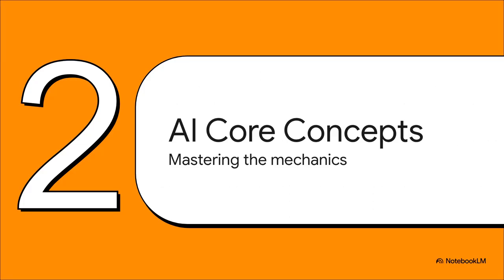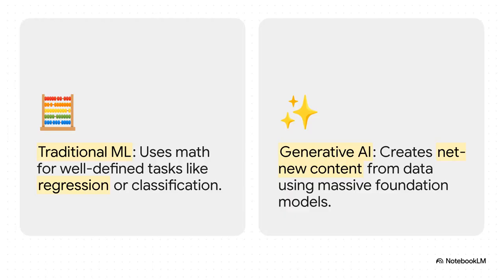Moving right along to Section 2, AI Core Concepts Demystified. Time to master those foundational mechanics. You really need to draw a hard line in the sand in your mind for this one. On the one side, we've got traditional machine learning, right? This solves problems through statistics and math for well-defined tasks. Think predicting numeric values, which is regression, or categorizing data, which is classification. And actually, quick side note, a huge pitfall the Sailor blog calls out is candidates getting classification and regression mixed up. So definitely don't fall for that one.